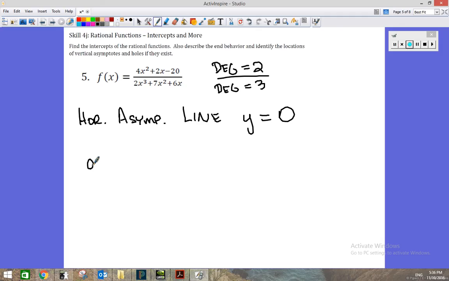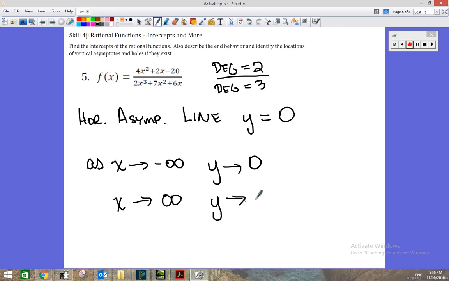Some people may prefer to say, well, as x is approaching negative infinity, we know that y is getting closer and closer to 0. As x is going far to the right, the y values are approaching 0. So either one of these is an acceptable answer for the end behavior for this rational function.